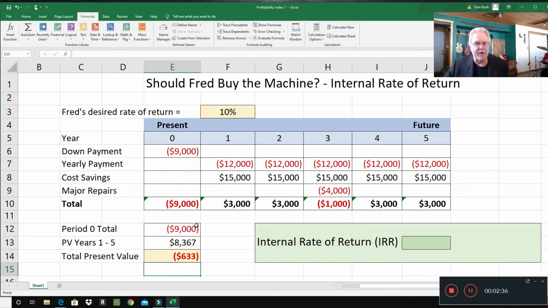So there we are. As always, we have a total present value of negative $633. So what does that mean? It means that Fred is not going to earn his 10% interest. It's going to be something less. So let's first of all do it the hard way so you understand what's going on, and then we'll do it the easy way, the internal rate of return.